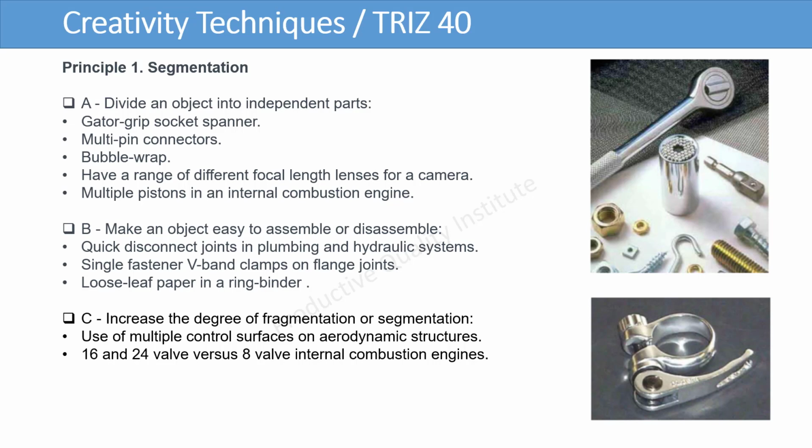B. Make an object easy to assemble or disassemble. Quick disconnect joints in plumbing and hydraulic systems. Single fastener V-band clamps on flange joints. Loose leaf paper in a ring binder.